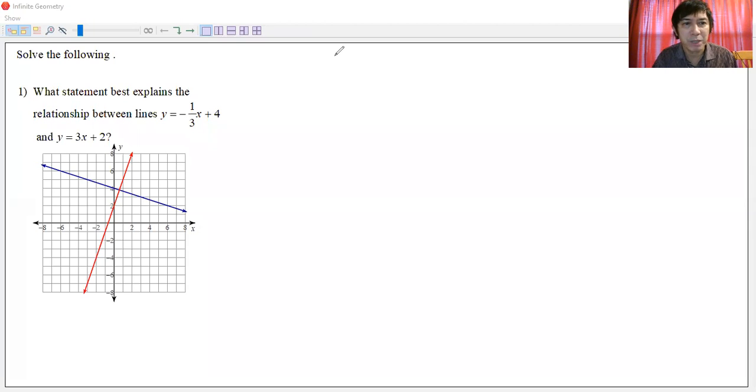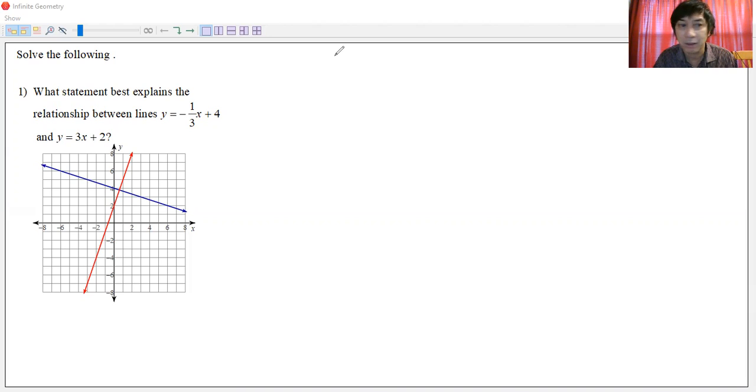All right, what statement best explains the relationship between lines y is equal to negative 1/3 x plus 4 and y is equal to 3x plus 2? Okay, let's examine the two lines. We have the first one, y is equal to negative 1/3 x plus 4. That has a negative slope, negative 1/3. And so that should be sloping downward to the right, okay? And then the red one is y is equal to 3x plus 2. That's the one that slopes downward to the left.